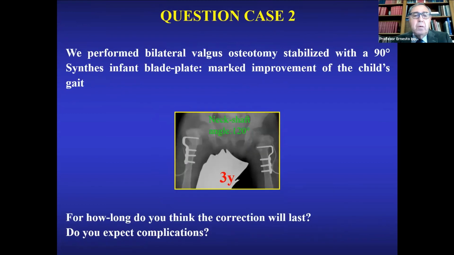We performed bilateral valgus osteotomy stabilized with a 90 degrees Sinton's infant blade plate. There was a marked improvement of the child's gait. For how long do you think that correction will last? Do you expect complications?